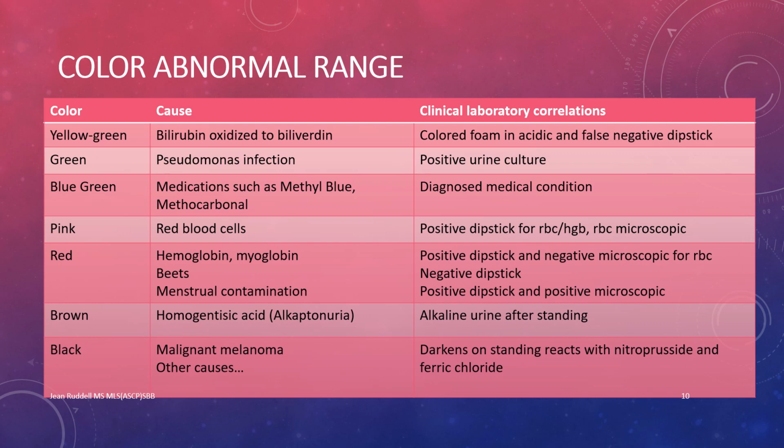Brown is caused by homogentisic acid, alkaptonuria, and the urine will be alkaline after standing. Black urine can be caused by malignant melanoma and several other causes. The urine darkens on standing and reacts with nitroprusside and ferric chloride.